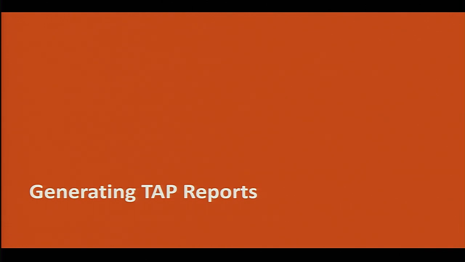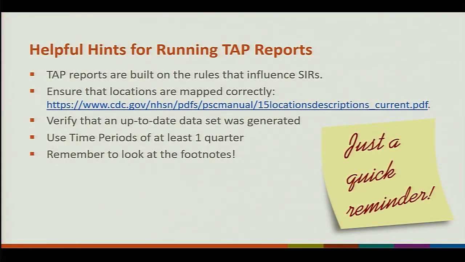So real quickly, I want to go through generating TAP reports. They're built on the same rules that influence SIRs. Whenever we go to create either our SIRs or TAP reports, we want to make sure that our locations are mapped correctly so that we're getting the complete story, the correct story for our different locations. Because with the TAP reports, we're going to order those locations based off of their CADs. So we want to make sure we rank them based off their CADs, and that we have them correctly mapped.